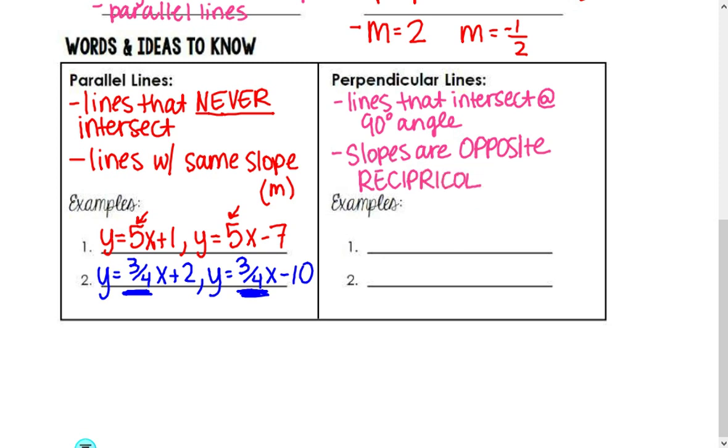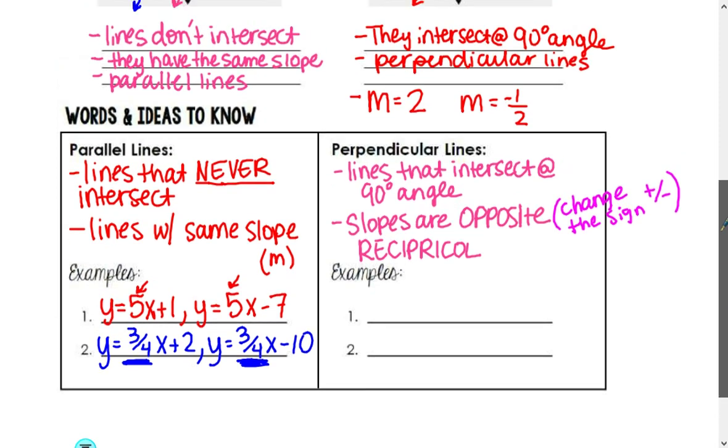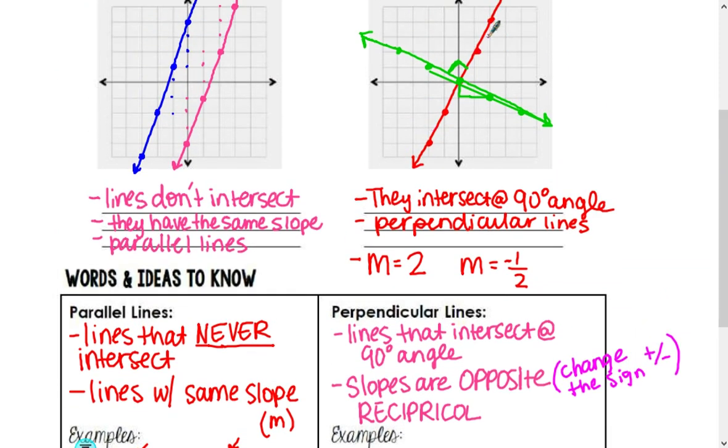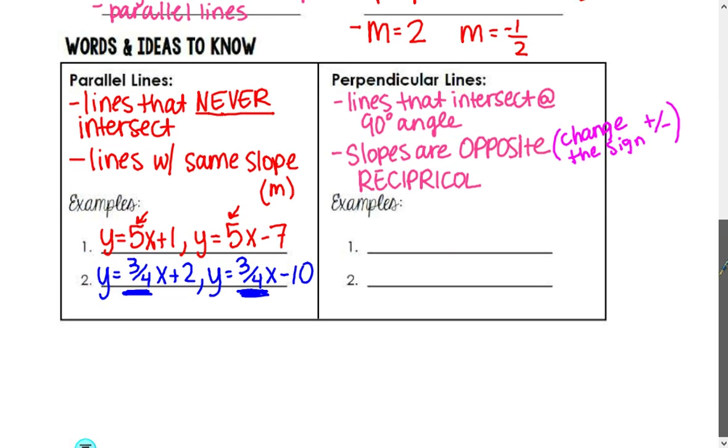Okay, so I'm going to make some little side notes. So opposite tells us to change the sign from positive to negative. All right, so if you look back at these, notice that one has to be going in the positive direction, and for the other one to intersect at a 90-degree angle, it has to be going in the negative direction. So one is always positive and one is always going to be negative. The reciprocal tells us to flip the fraction. So you're going to hear me say that at least a million times. Opposite, change the sign.